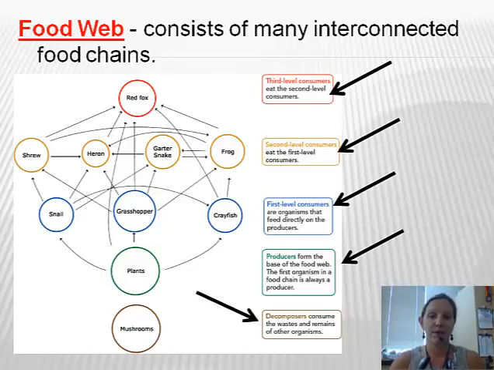And of course you have the decomposer, and that is the player that consumes the waste of the remaining organisms of all of them. So if the frog dies, the mushroom will break down the frog's energy. If the red fox dies, then the mushroom's going to break that down too. And if a plant dies, the mushroom will break it down. So the decomposer breaks down all of that stuff.